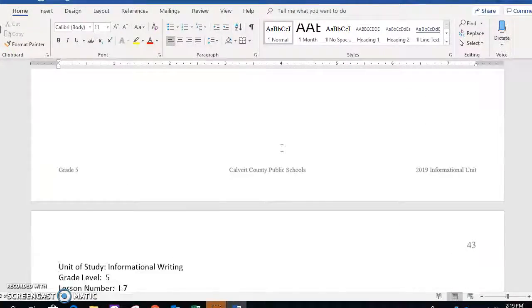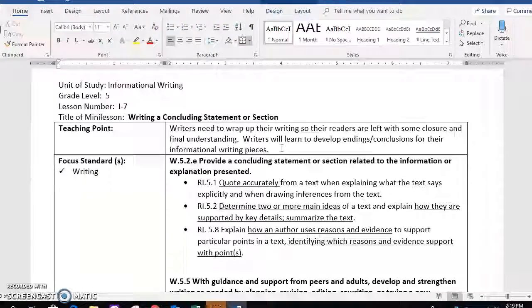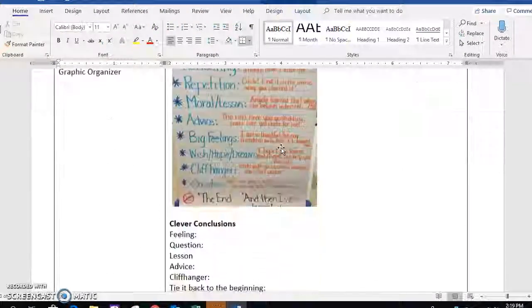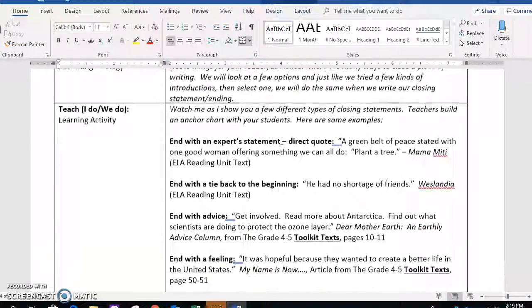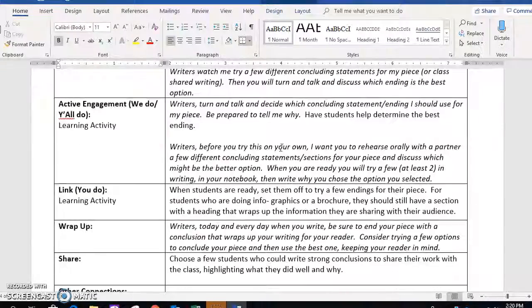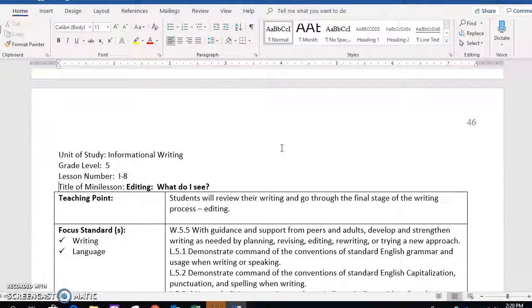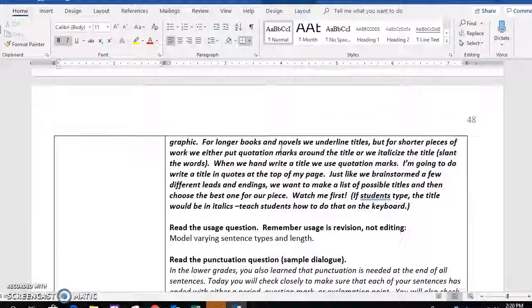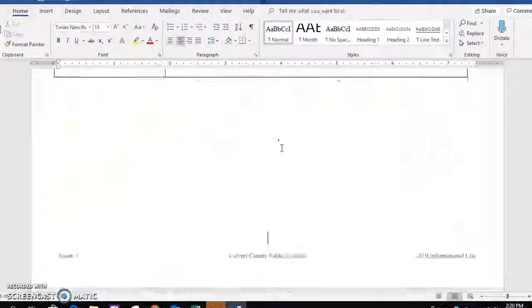Finally, the next lesson that we have is writing a concluding statement or section. We don't call it an ending in informational writing, although again, make that connection for students. So there are different examples of different ways you can end your piece of informational text. We go into editing in lesson 8 on page 46. The next lesson is publishing that follows.